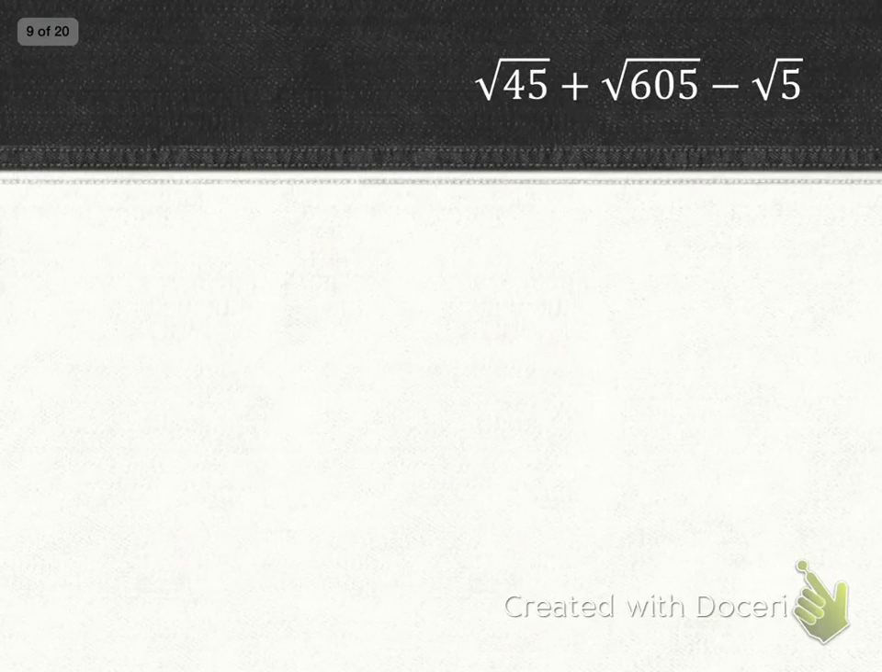Okay, so if I'm breaking down 45, I can think of 9 times 5 gets me that, and I know I can take the square root of 9. So you're trying to think of, when you're breaking it down in your factor tree, a number that I can square root. Okay, 605, I know 121, and 5 can go into it.